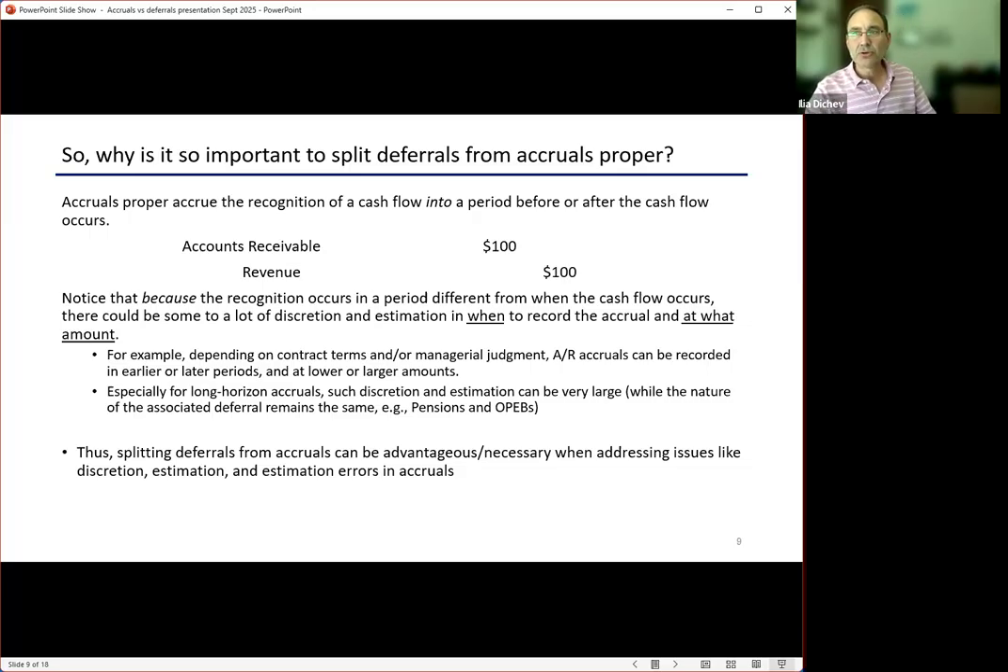Okay. So the big implication from all this is that when we talk about accruals, splitting them into what I call deferrals and accruals proper is the way to go for all kinds of things, especially if you're interested in things like discretion, estimation errors, quality of earnings, all of the things like this.